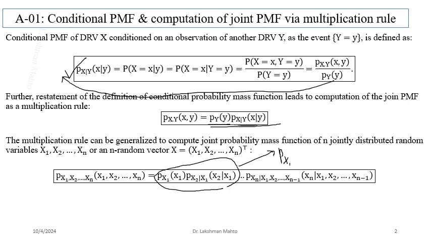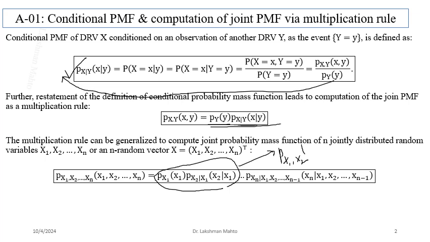X1, X2. Now, afterward, you are observing the third random variable. When you are observing the third random variable, you have already observed X1 and X2. So that's why the conditional probability mass function of X3 given X1 and X2 will come.